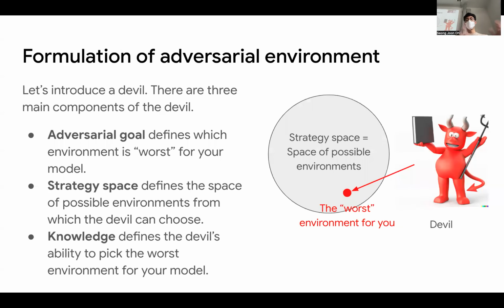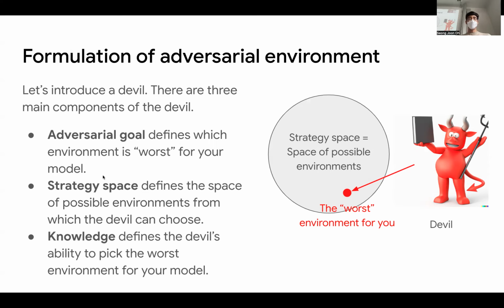So this is the formulation of a general adversarial environment. We introduce the devil, which is choosing the hardest case for you. And I talked about this strategy space, which is the space of possible environments. What the devil will try to do is to find the worst environment for you. And there are three elements to it. So the goal: what is the devil trying to achieve here?